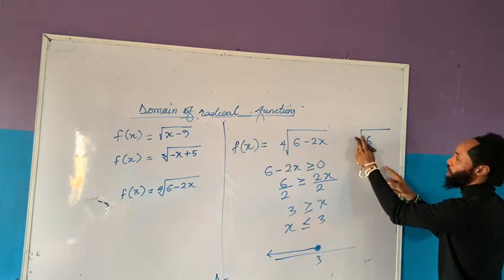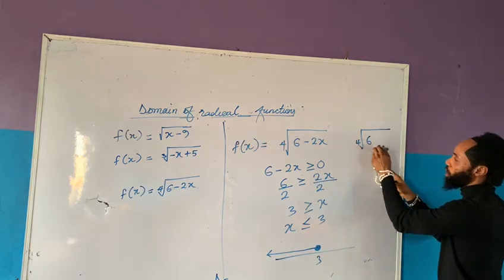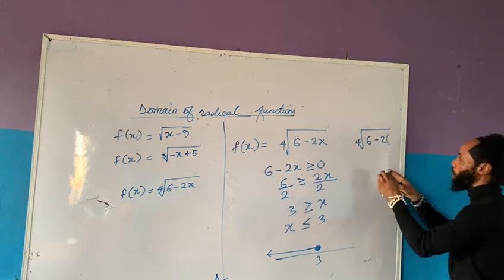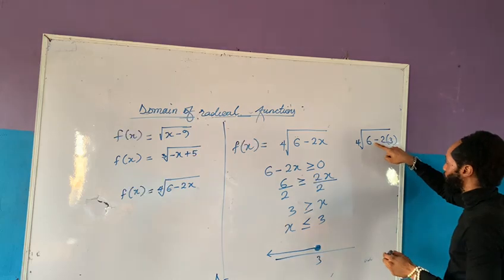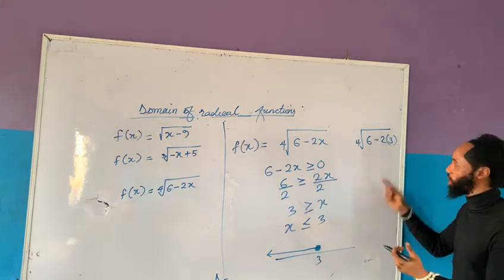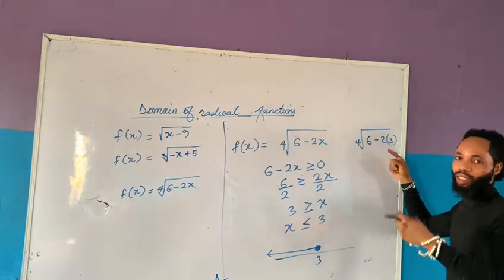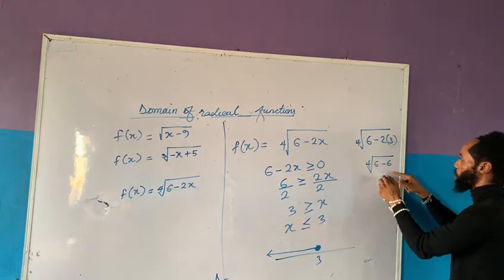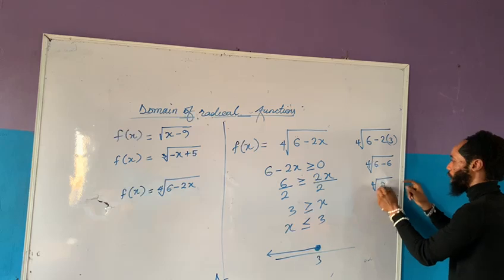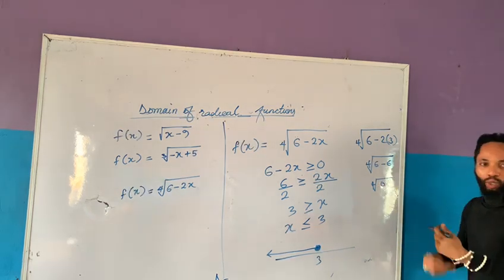Now, 6, this is our what? Our fourth root. 6 minus 2 into bracket what? 3. This is negative 2 times 3, which is negative 6. 6 minus 6 is what? 0. So we can have a 0. The fourth root of 0 is 0. So we can have a 0.